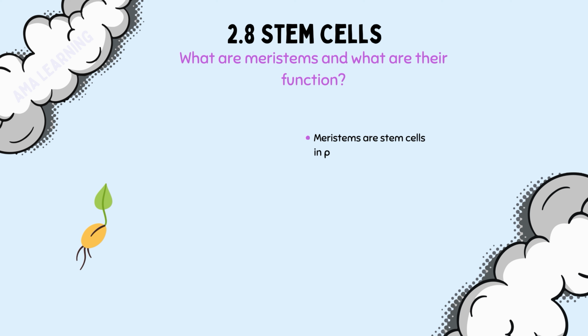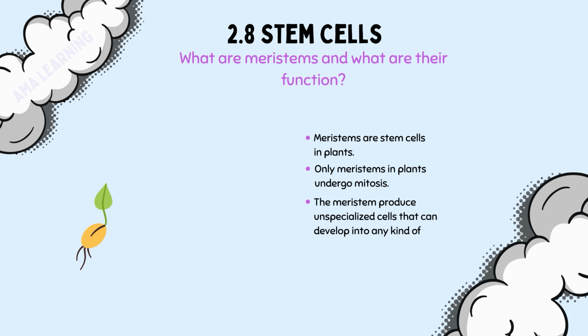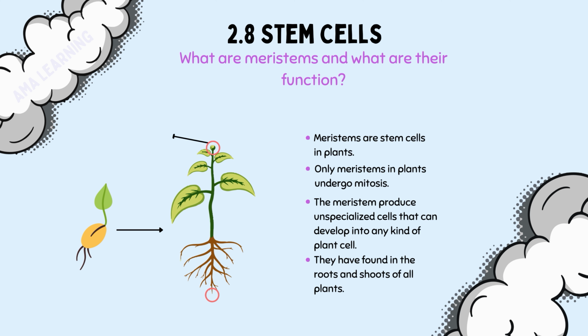Meristems are stem cells in plants. Only meristems in plants undergo mitosis. The meristem produce unspecialized cells that can develop into any kind of plant cell. They are found in the roots and shoots of all plants. As you can see in the picture, the shoots are at the top and the roots are at the bottom.